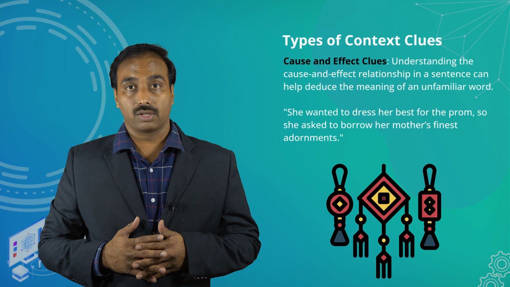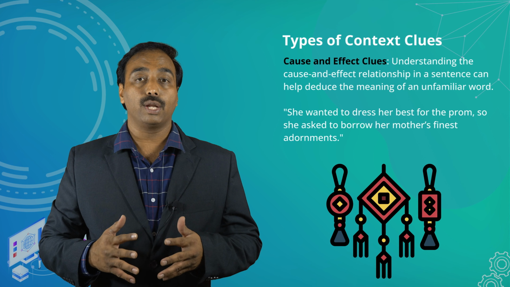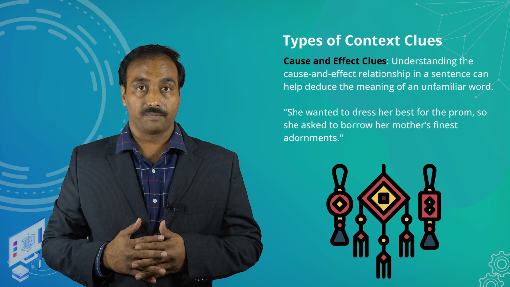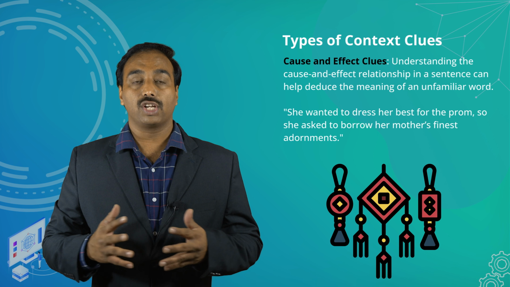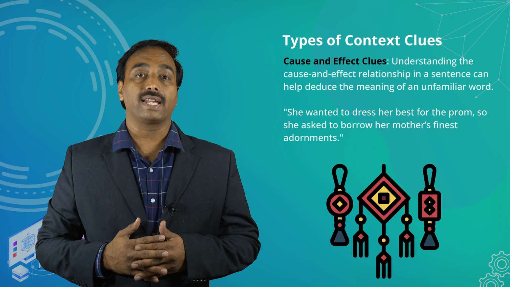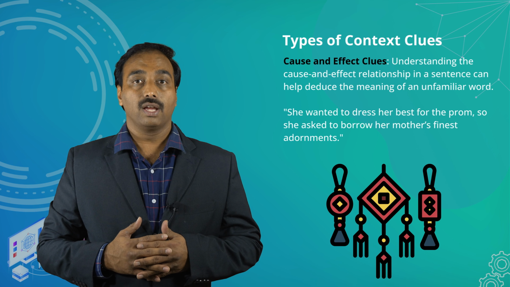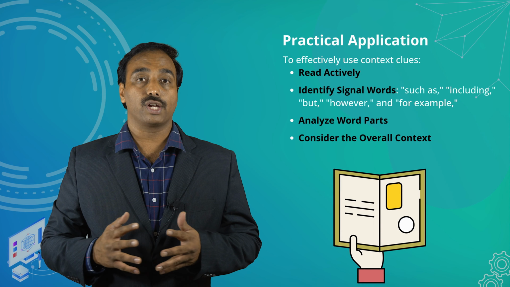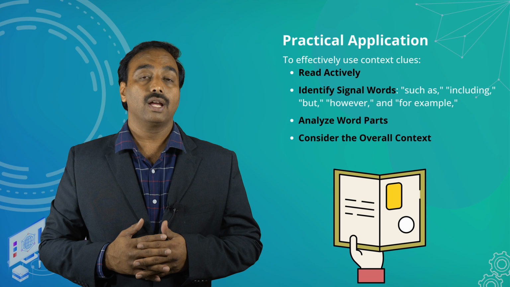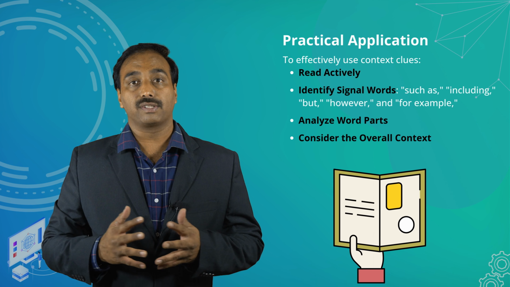Cause and effect clues. Understanding the cause and effect relationship in a sentence can help deduce the meaning of an unfamiliar word. Example, she wanted to dress her best for the prom, so she asked to borrow her mother's finest adornments. The desire to dress her best leads to borrowing adornments, which can be inferred to mean accessories or decorations. These strategies are widely recognized in educational resources for enhancing vocabulary, comprehension, and many other aspects related to grammar.